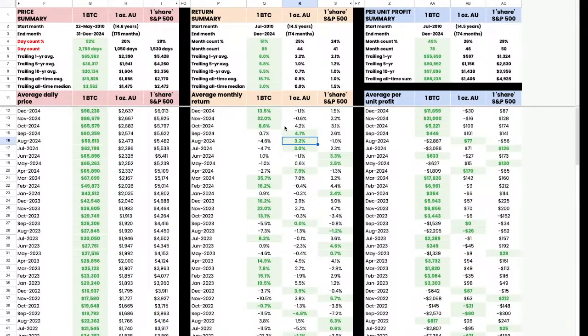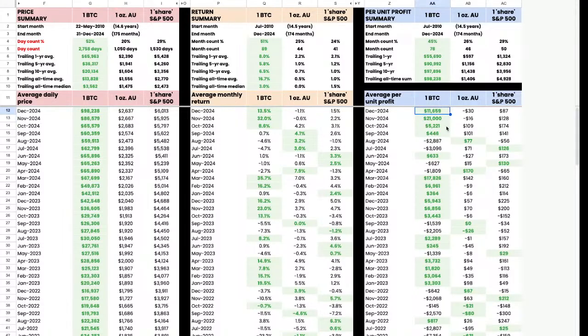All right. Now, the next one I want to look at is per unit profit. Per unit profit is a little bit hard to get your head around, but basically all I'm doing is subtracting the average monthly price from the prior month. So in this example, let's look at Bitcoin. I'm taking the 98,238 average price for Bitcoin in December minus 86,579 average price for Bitcoin in November. You're going to get 11,659.